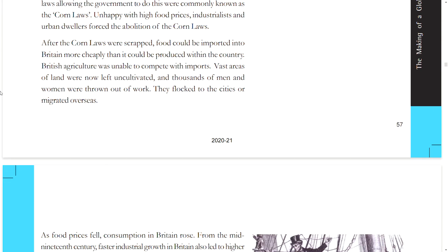After the corn laws were scrapped, food could be imported into Britain more cheaply than it could be produced within the country. British agriculture was unable to compete with imports. Vast areas of land were now left uncultivated, and thousands of men and women were thrown out of work. They flocked to the cities or migrated overseas.